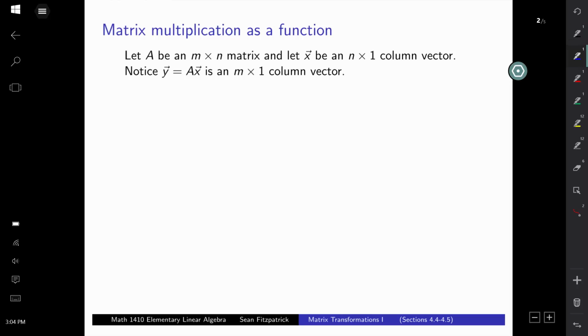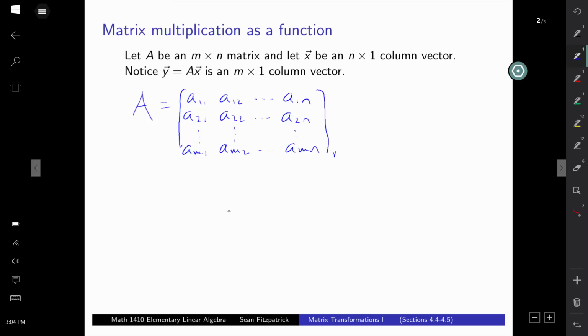Right? So the idea here is that if I start with the matrix A, right, so A11, A12, down to A1n, and A21, 22, down to A2n, and so on down to A, say, M1, M2, down to A, Mn. Right? So this is an m by n matrix, and x, my column vector, is x1, x2, down to xn. That's an n by 1 matrix.